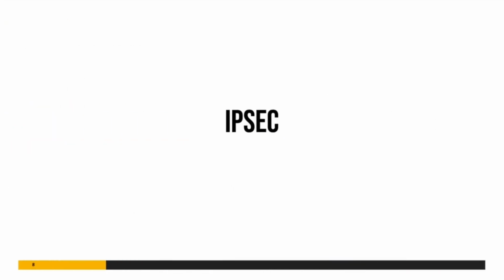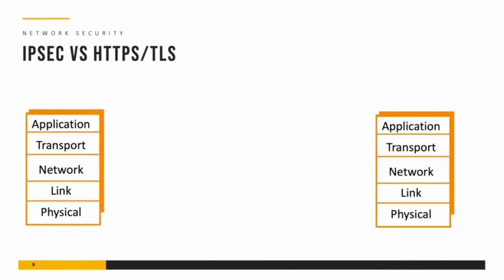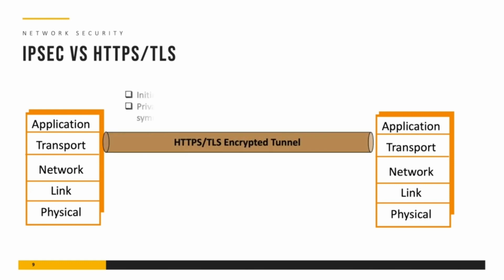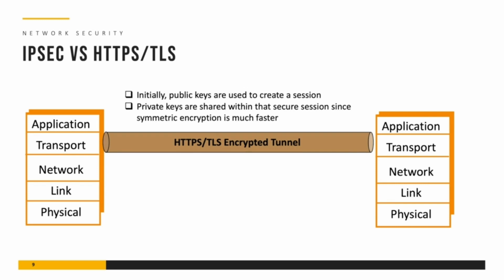Let's discuss IPsec. IPsec stands for IP security, but before we delve into the details of IPsec, let's first contrast it with HTTPS and TLS. So basically, as we discussed, HTTP resides on the application layer, but HTTP uses TLS to offer the HTTPS flavor. And since TLS resides at the transport layer, that's why we call it a transport layer solution.